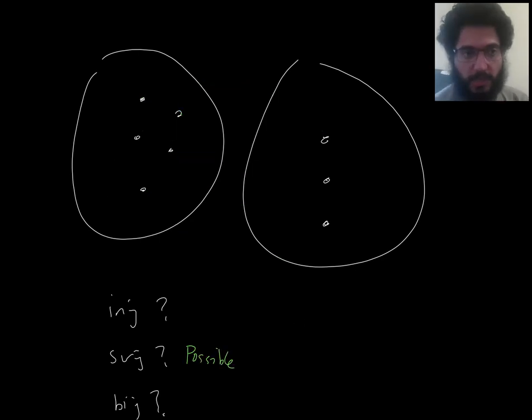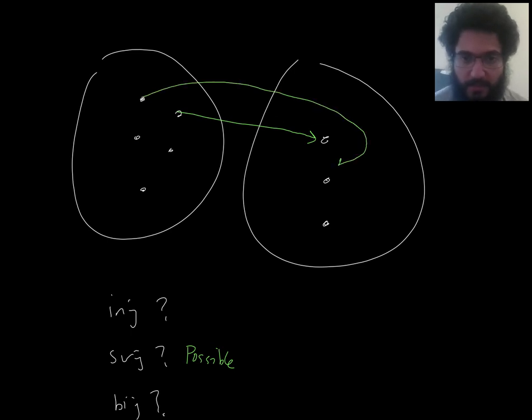What about an injection? An injection from this set to this set, is that possible? So let's get started. Okay, if I do this, that's not an injection, right? I have to send things to different places. So 2 points can never go to the same place. All right.